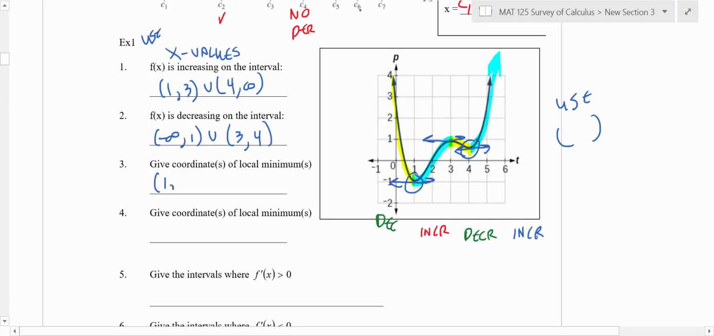So one of them is (1, -1). The other one is, what do you think, 4? How about 0.6? Okay, just whatever. Okay, like that, just estimate. Okay? All right, the next one was supposed to say maximums. That's a misprint on my part.